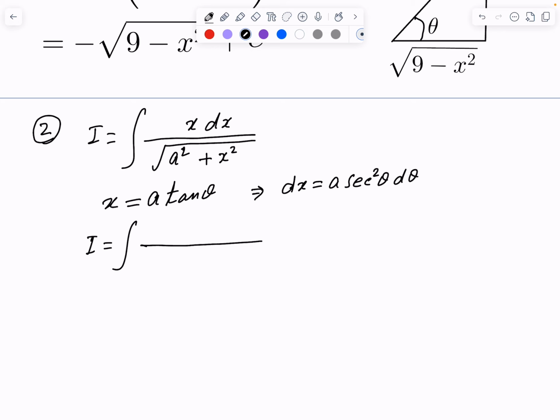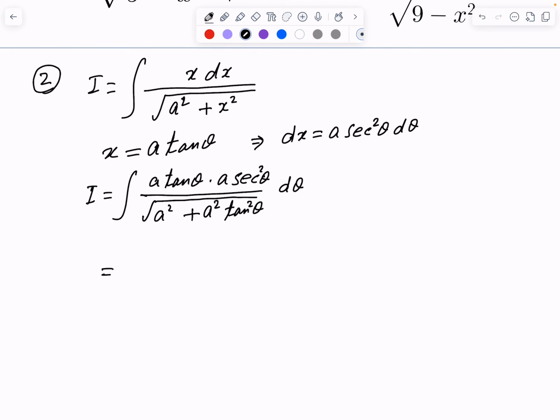So we're going to have a tan theta for x, times a secant squared theta d theta, divided by the square root of a squared plus a squared tan squared theta.